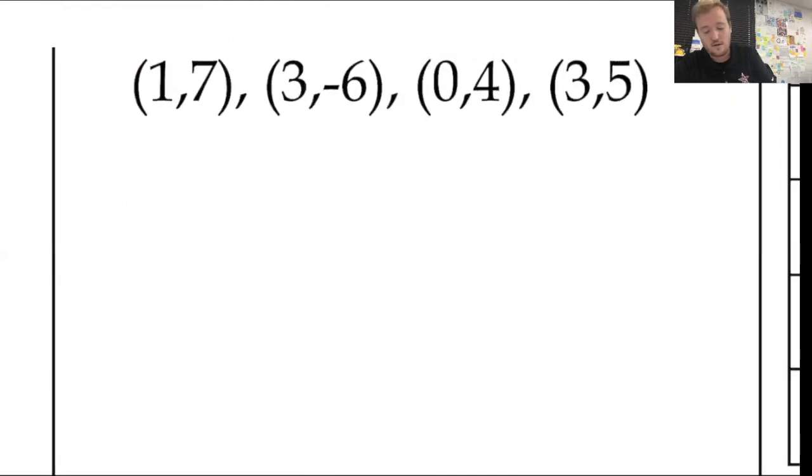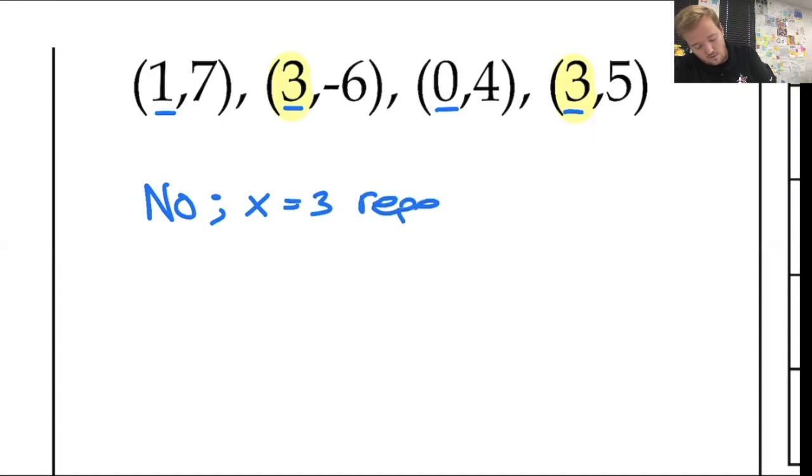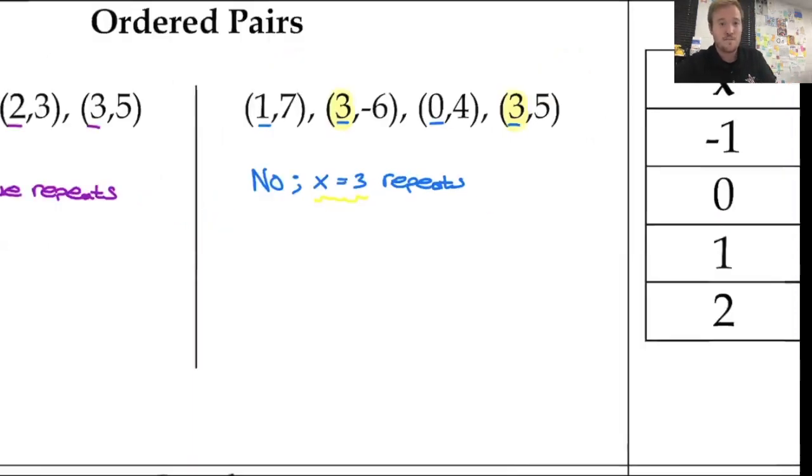So looking at the second set here, so we're looking at 1, 3, 0, and 3. Now if you notice, 3 here occurs in more than one spot. So because the x value repeats, no, this is not a function because x equals 3 repeats. So notice how I'm very explicit right here. I'm actually telling you which value is repeating. So whenever I'm looking for an explanation, I am expecting you to say which value repeats, not just saying x repeats. You have to say which one.